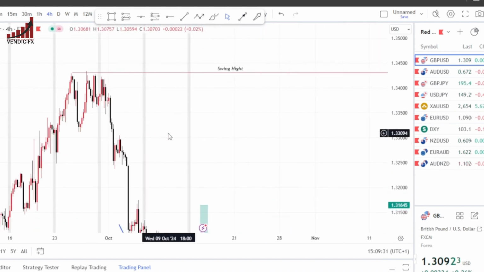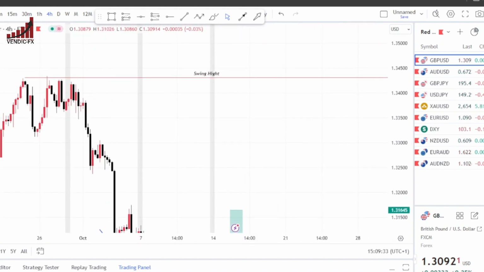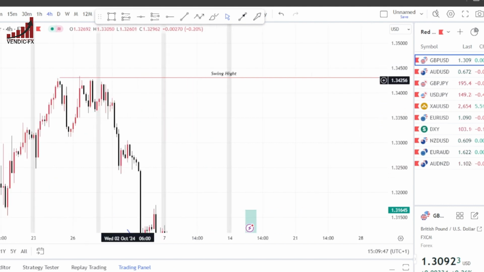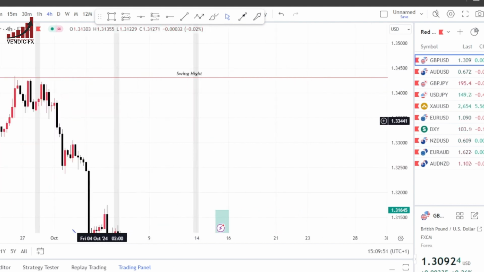We have roughly four types of liquidity: equal lows, equal highs, swing highs, swing lows, and the daily, weekly, and monthly liquidity pools. Let's take this as equal highs.